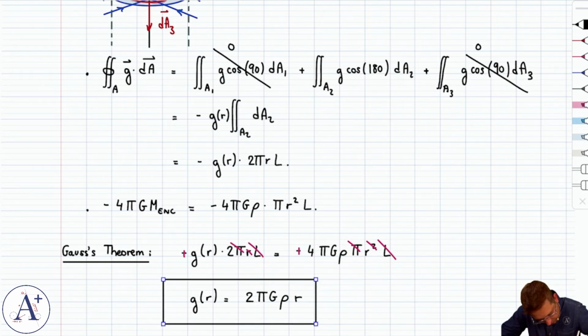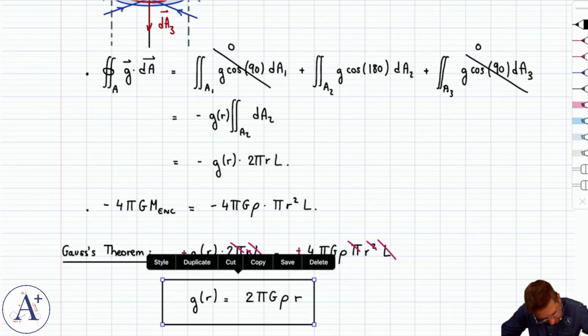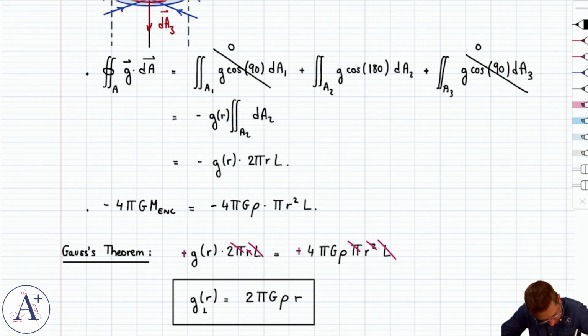And what I'm going to do is call this g1, just out of habit. This is g in region 1, and so it's given by 2 pi G rho times r. Fair enough. Same philosophy as the infinite line of mass, just applying it to a cylinder. And because a cylinder has an inside and an outside, we do the two regions separately.